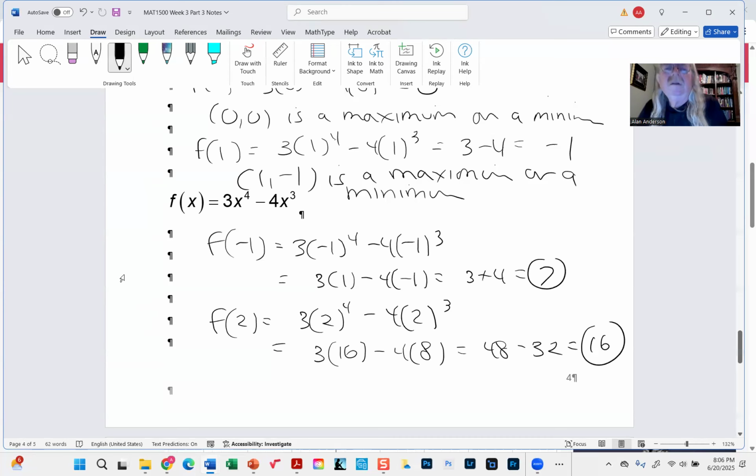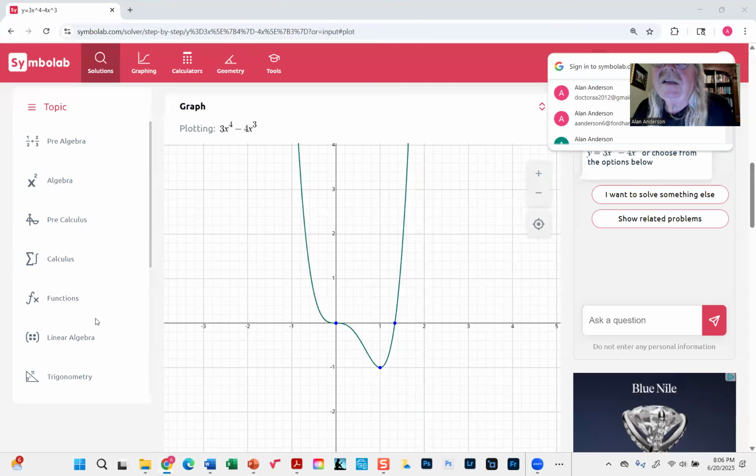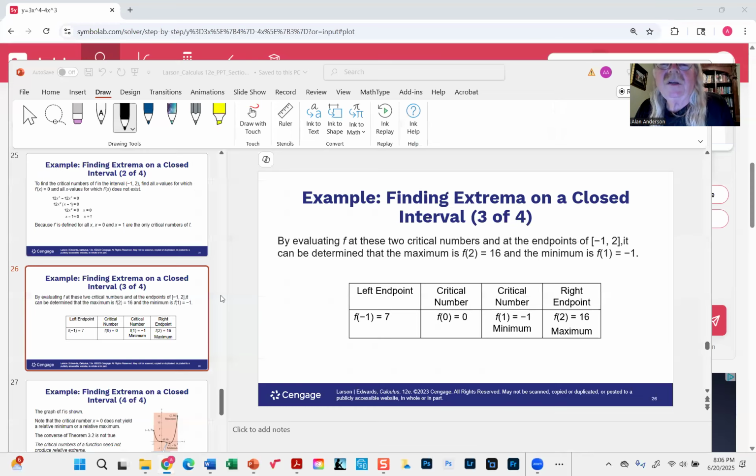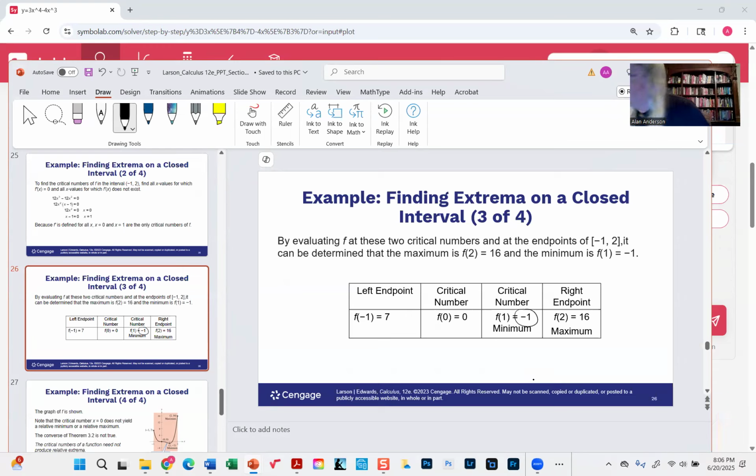All right. So now what they've done, they've done a nice thing for us. They put together a little chart that summarizes all the results. So we have the two critical numbers, which we discovered by setting the function's derivative equal to 0. And we found their values. We've evaluated them. And so you can see that of the 4 potential minimum and maximum points, the minimum must be this one, because negative 1 is the smallest, and the maximum must be this one, because that's the largest.